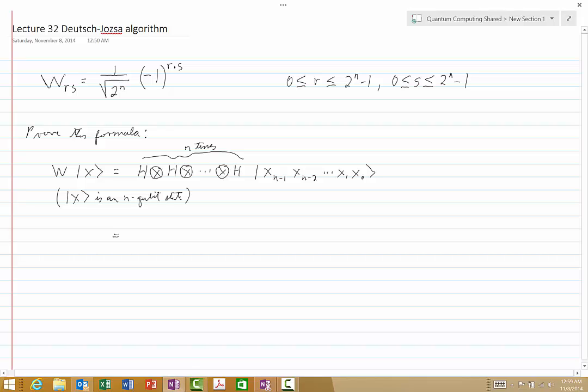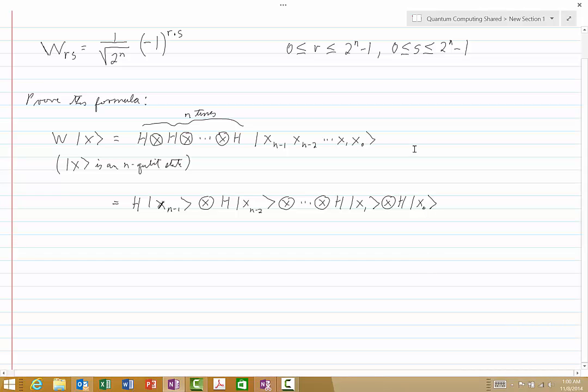And this is the same thing as H acting on X n minus 1, H acting on X n minus 2, dot dot dot, H acting on X1 tensor product H acting on X0. And keep in mind now that each one of these qubits in X has a value of either 0 or 1.